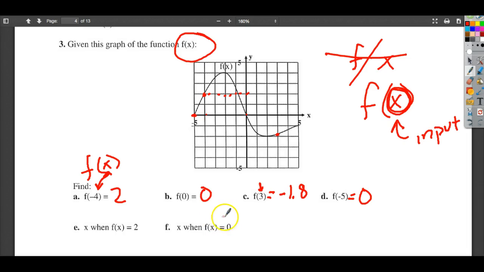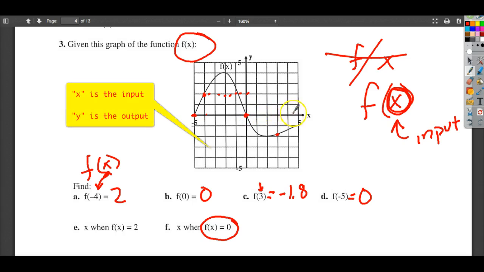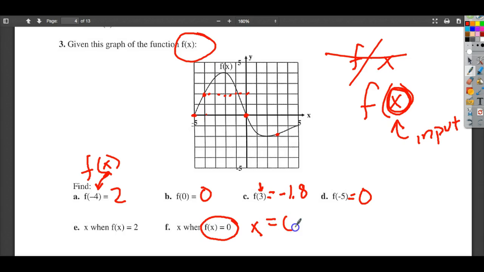But what about when f of x is 0? That's different because it's not telling you the input. What is it telling you? It's telling me what it equals. What was this? This was your output. So the output is 0, right? Where is the output 0? Well, the output is 0 when y is 0, right? Because y is the output. Right there. So that's when x equals 0.